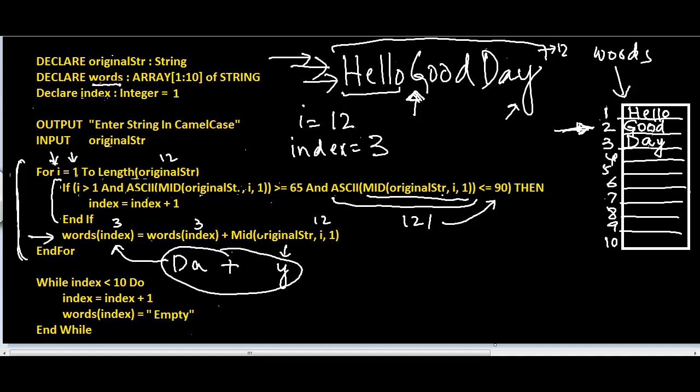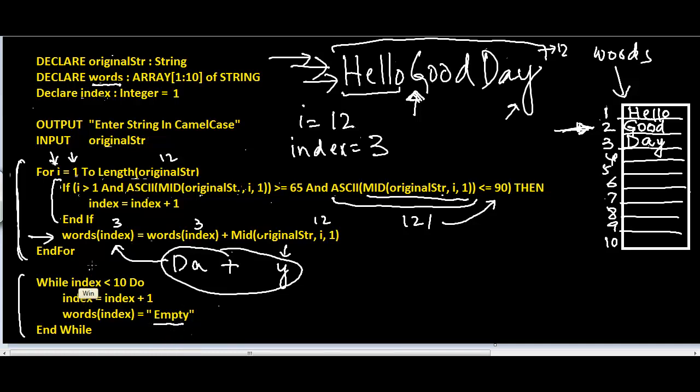So once we are done with this, let's take a look at what the remaining part of the code is doing, because it was a requirement that once we have filled our array with the words from the camel case string, if there are still some unfilled elements in the array, then they should be filled with a rogue value, and the rogue value that we've chosen in this case is empty.